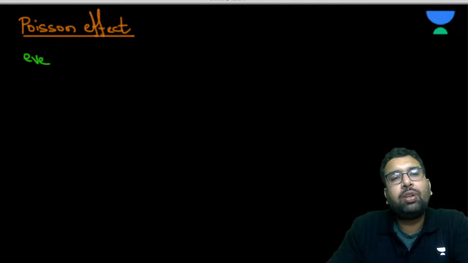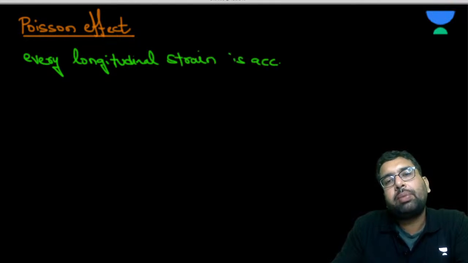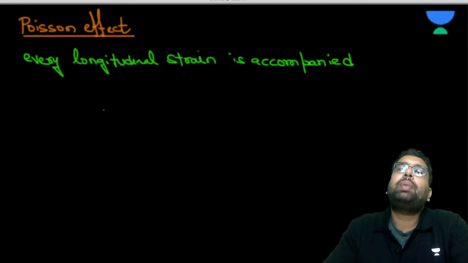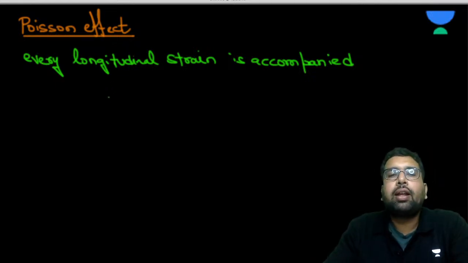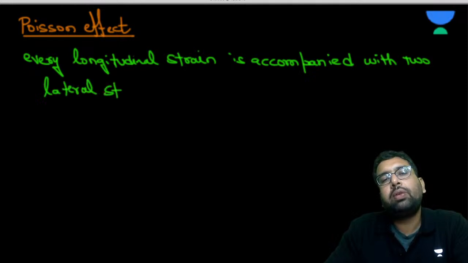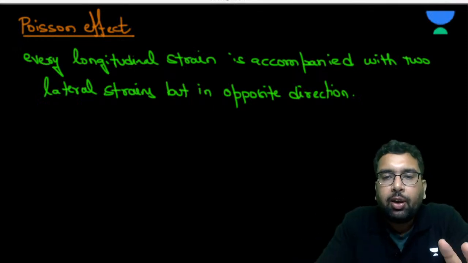So when we talk about 3D, every longitudinal strain is accompanied by two lateral strains, because when we see in 3D, there are three directions. There will be one direction in which the load is applied, so the remaining two directions will be lateral directions. So every longitudinal strain is accompanied by two lateral strains, but in opposite direction.